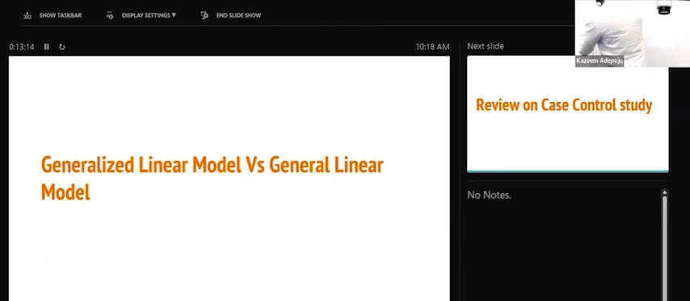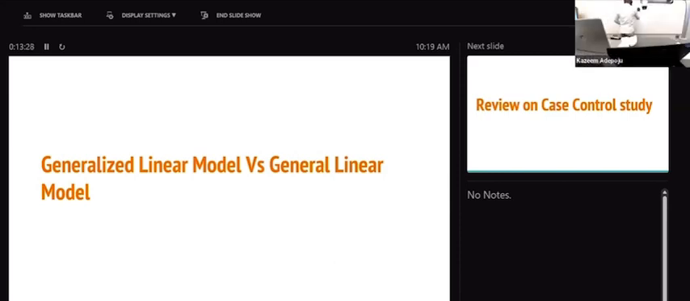So a link function transforms the probabilities of the levels of a categorical response into a continuous scale that is unbounded.